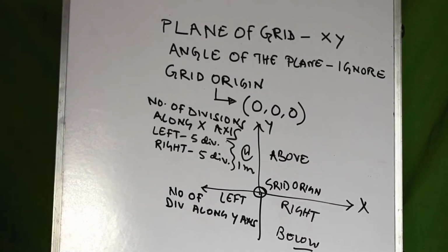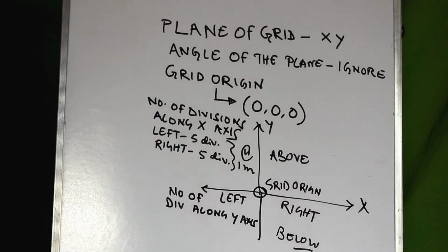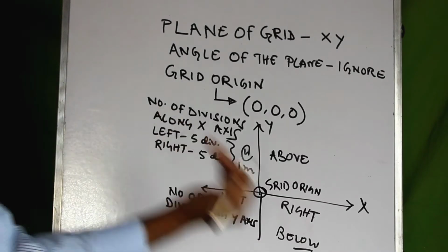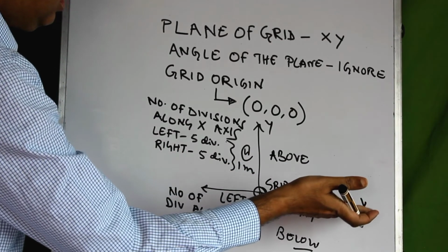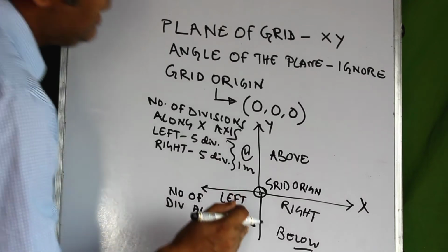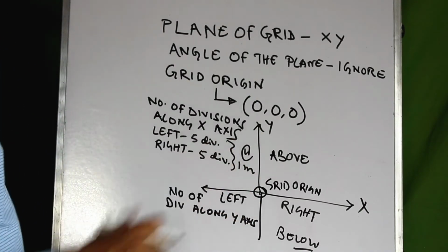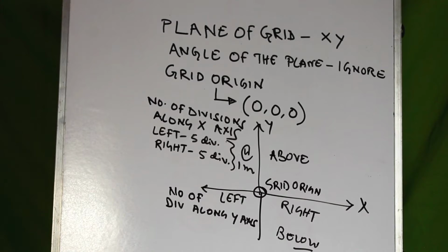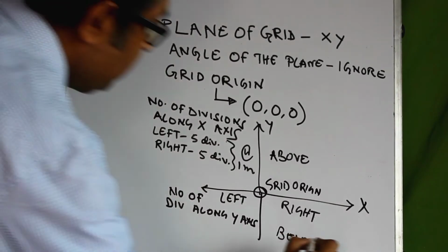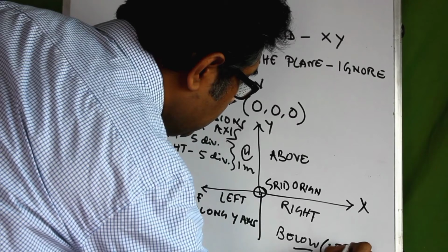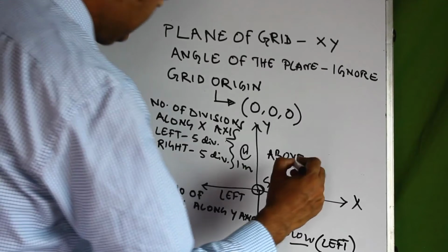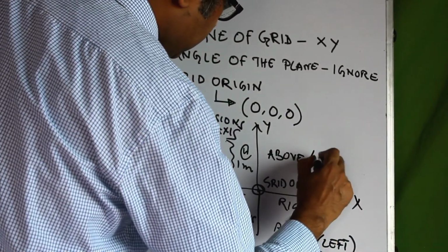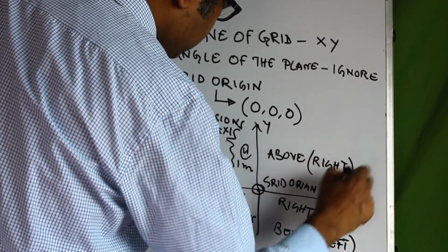Okay. Now, an interesting thing to note is that in STAAD you will have the term left and right only. Left and right is clearly understood when you see that in context along the x-axis. But along the y-axis, left and right won't be understood. So for this, let me tell you that left would represent below the grid origin along the y-axis, and above would represent the right.